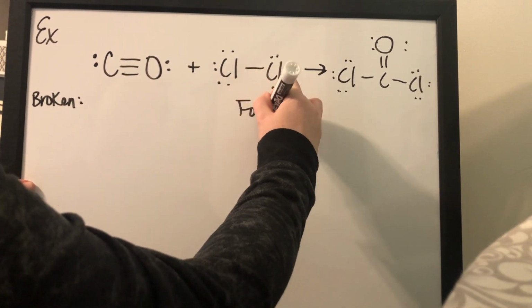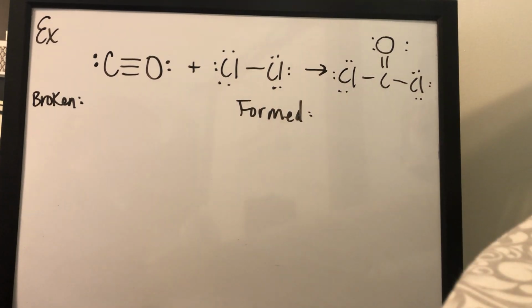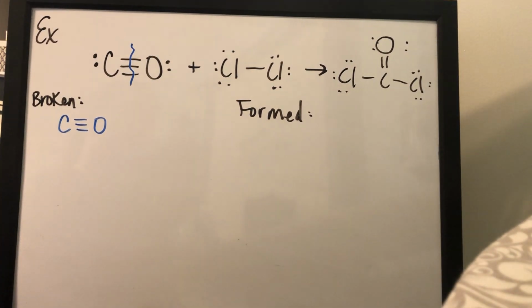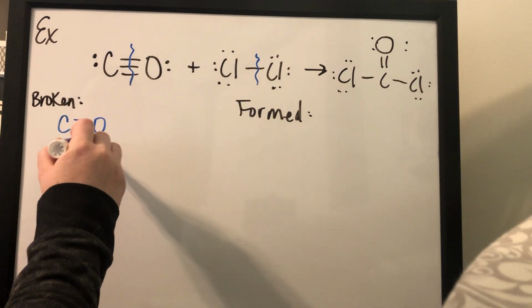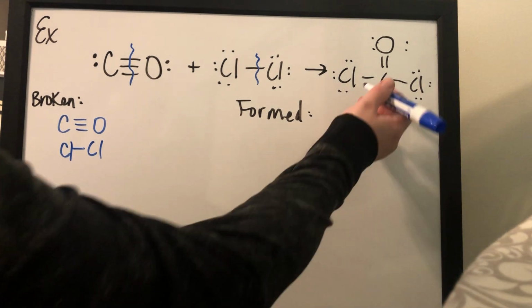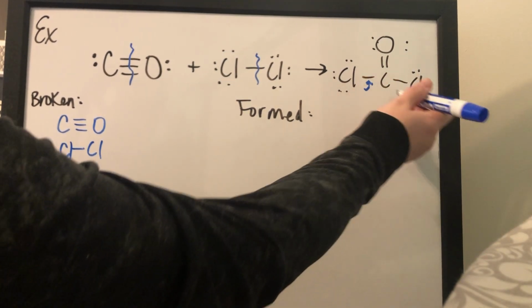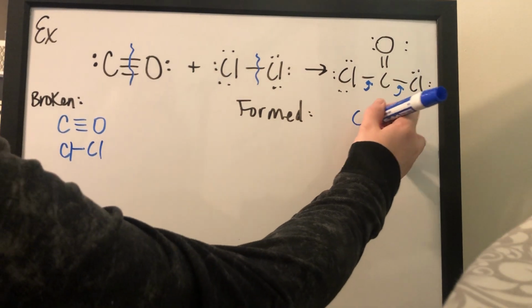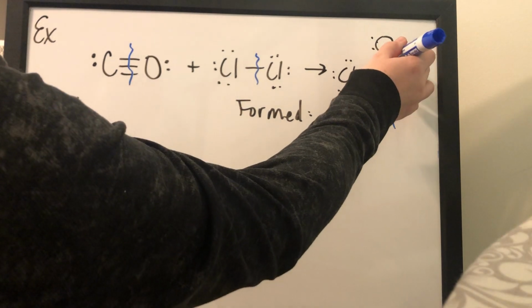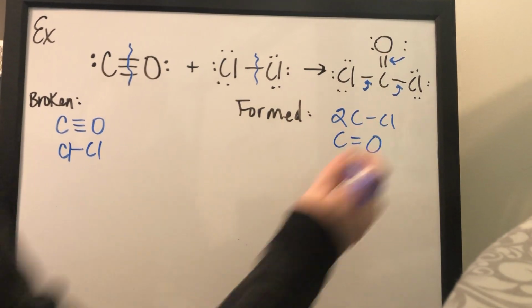I always say it's best to make yourself a list. What bonds did I break and what bonds did I form? So I broke a C triple bond O, and I broke a Cl-Cl single bond. Remember, your broken bonds will be your reactants, your formed bonds will be your products. And what did I form? Well, I formed a C-Cl bond and a second C-Cl bond, so two of them. And I formed a C double bond O.